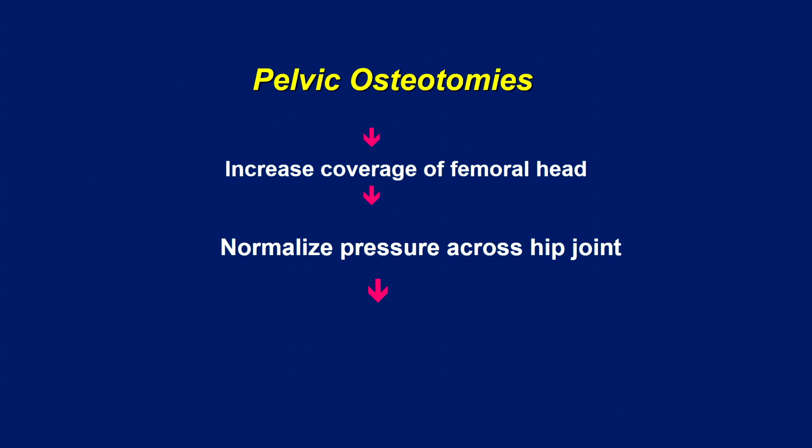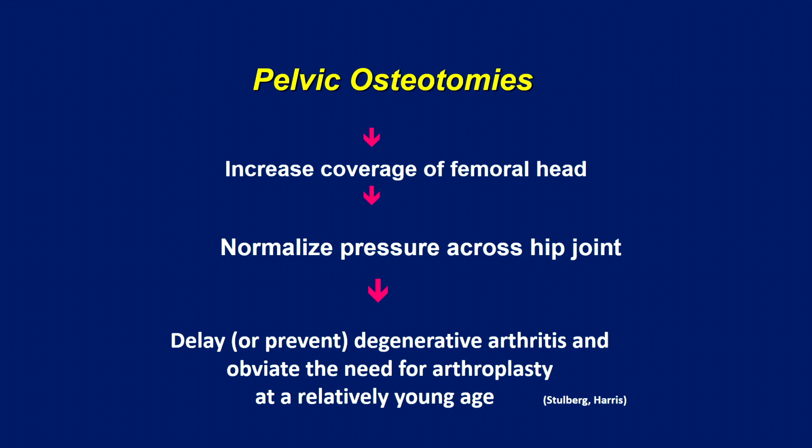So pelvic osteotomies, in general, what is their goal? Increase coverage of the femoral head. This will normalize the pressure across the hip joint, and this will delay or prevent degenerative changes. That's the whole goal of the pelvic osteotomy in children and adolescents.